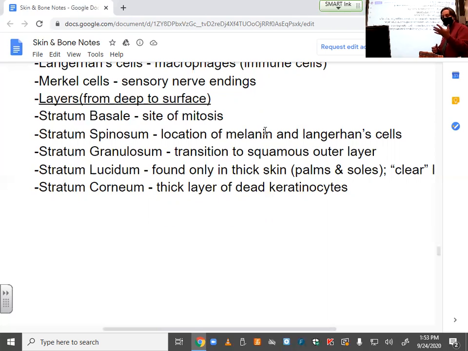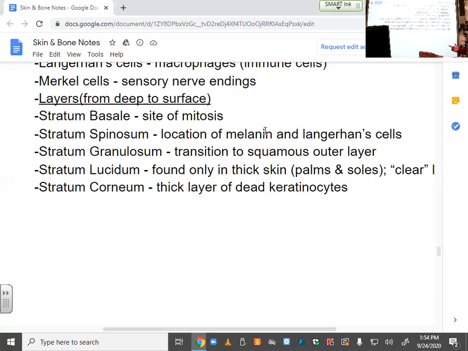You can actually see evidence of the stratum lucidum when you get calluses on your hands or on your feet. You have that kind of yellowish, clear look to your hands or your feet. That's the stratum lucidum thickening up, or even breaking down, depending on what it looks like.